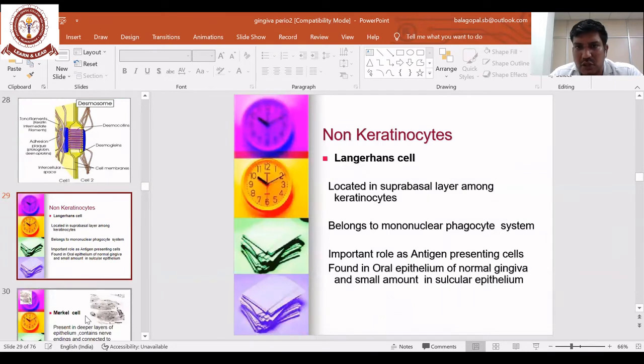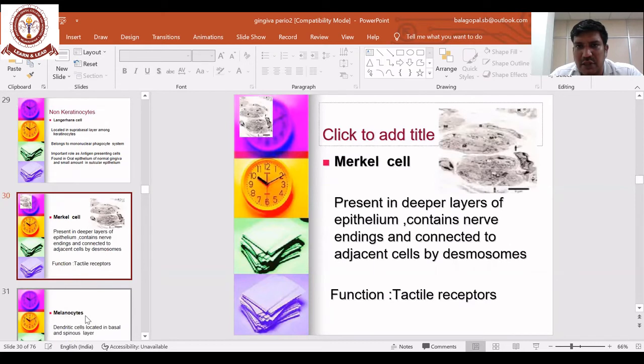Now we see about the non-keratinocytes. Langerhans cells, located in the suprabasal layer among the keratinocytes, belong to the mononuclear phagocyte system. They have an important role as antigen-presenting cells, found in the oral epithelium of normal gingiva and in small amounts in the sulcular epithelium. This is the first line of defense in the gingiva, present in the epithelium.